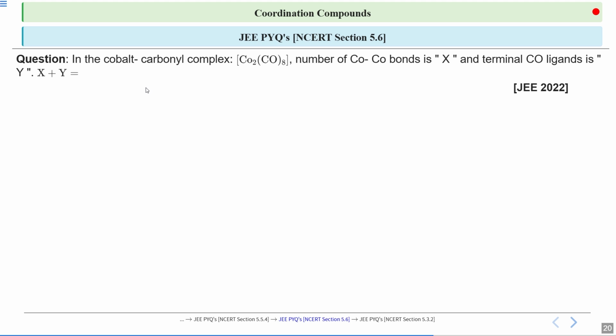First of all, we are given a cobalt carbonyl complex, Co2(CO)8. The number of cobalt-cobalt direct bonds is X, and the terminal carbonyls present in the structure of the complex is Y. You have to tell the value of X plus Y. You can simply draw the diagram of the complex and then determine the values of X and Y. So you are given some time, try to solve this question and then we will see the correct answer.